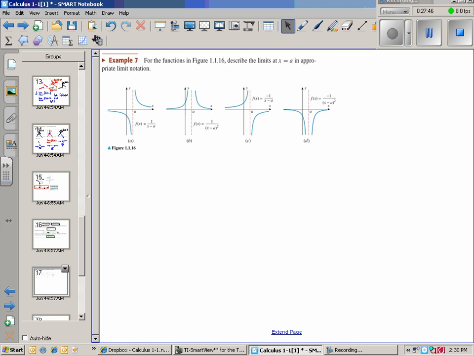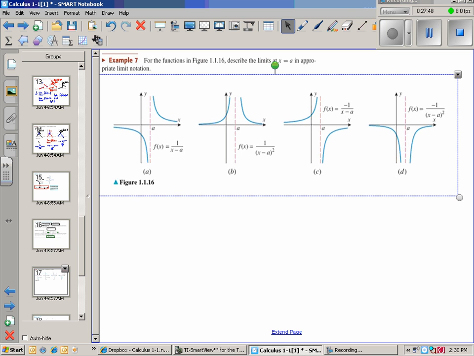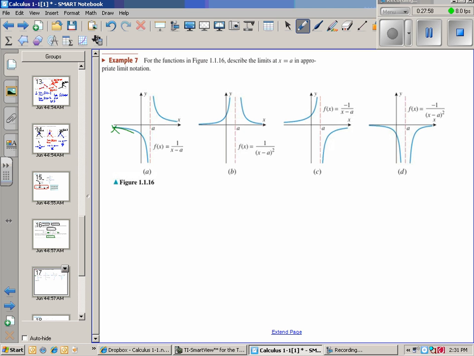Okay, for the functions in the picture below, use appropriate notation and describe the limits as x approaches a. From the left, it's going to negative infinity. From the right, it's going to positive infinity. And therefore, we would say that the two-sided limit in this case does not exist because you have a positive infinity and a negative infinity.